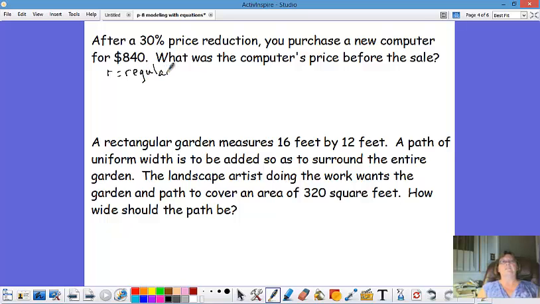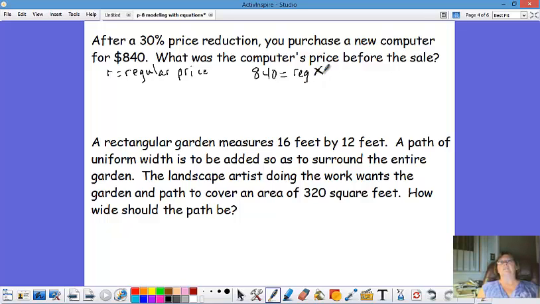And then I'm going to ask you to think for just a minute with me about what's actually going on here. The price that you paid after a reduction, it says, was $840, and that was a 30% price reduction. There are a couple of ways that you can think about this problem, but I'm going to ask you to think about it this way. The regular price would have been 100%, correct? You're taking 30% off of that. That means that really what you paid, your $840, that was 70% of the regular price.